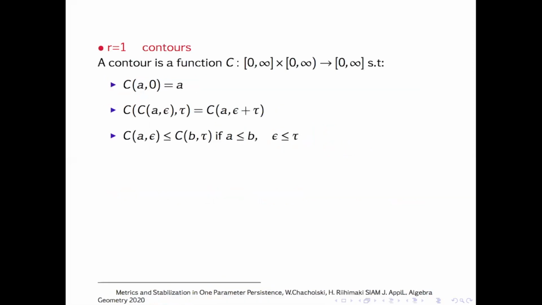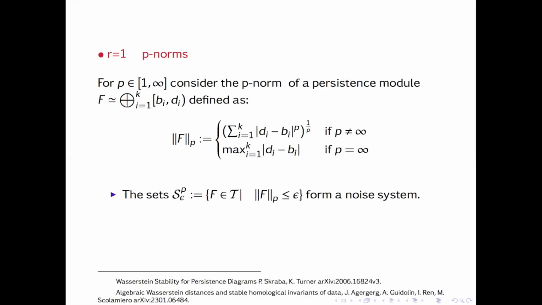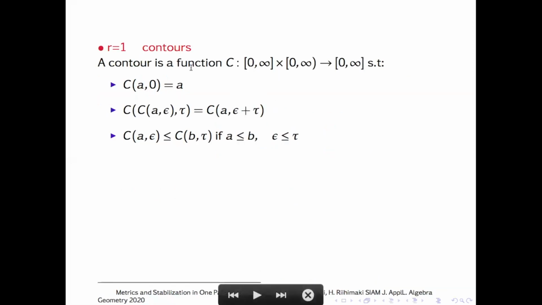Okay, so we have seen a number of noise systems, and I will define one more because I'm actually interested in parameterized families of noise systems. Already the one I described before, the p-norm, is parameterized by p. So for each p, we have a different p-norm. Another type of noise system is one defined by contours. And these have been defined by Wojciech Chachólski, Henri Riihimäki, and Oliver Gäfvert.